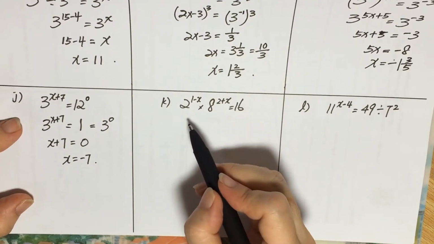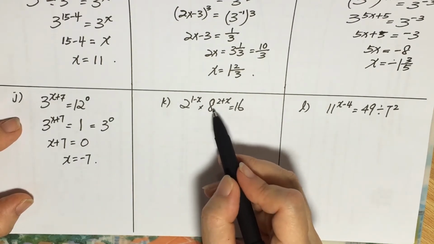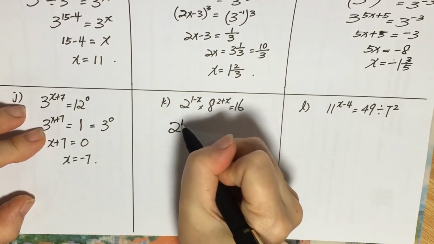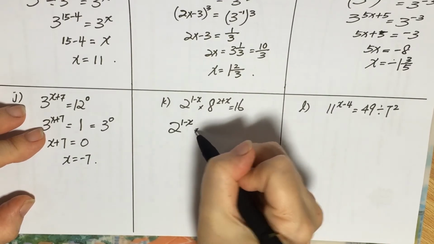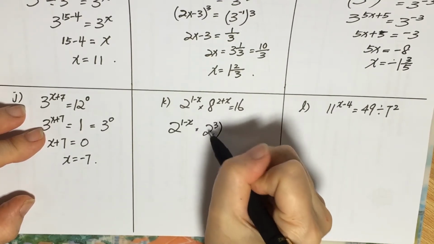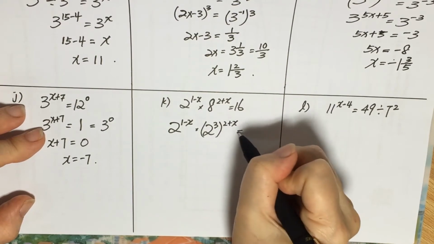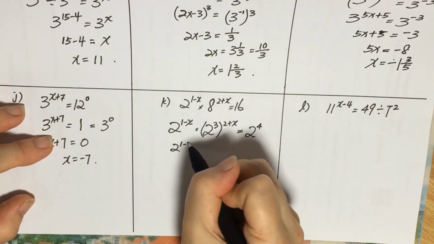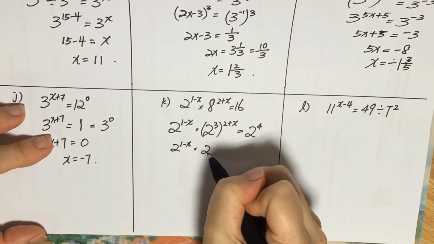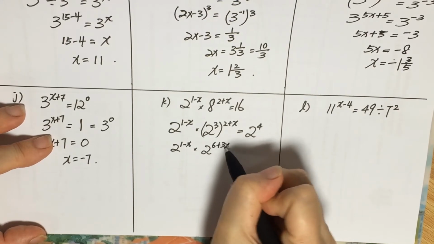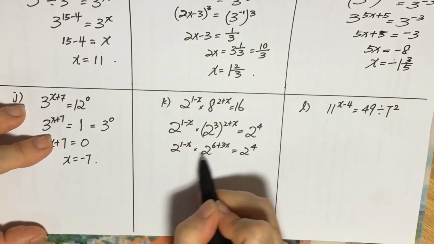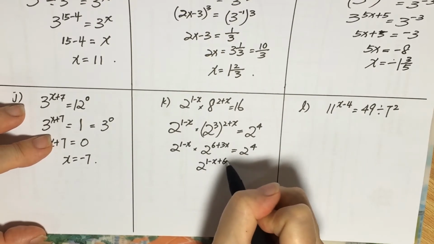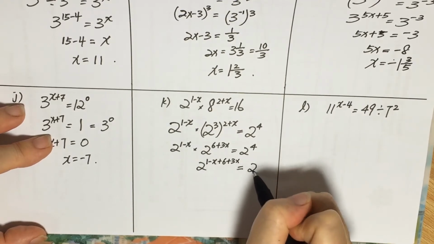Okay, next, 2 times 2 to the power of this times 8 to the power of this equals 16. 2, 8, 16, we link them by 2. So 2 raised to the power of 1 minus x multiplied with 2 raised to the power of 3 raised to the power of 2 plus x. And the right hand side is 2 raised to the power of 4. Okay, so 2 to the power of 1 minus x multiplied with 2 raised to the power of 6 plus 3x equals 2 to the power of 4. When these two multiply together, they have the same base, so we add the powers: 1 minus x plus 6 plus 3x, equal to 2 to the power of 4.